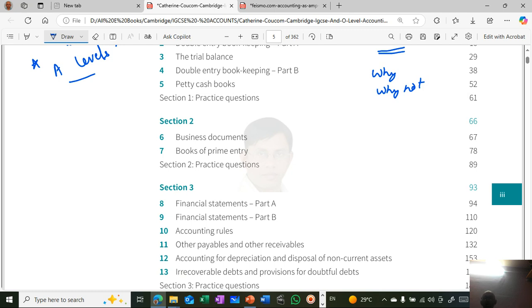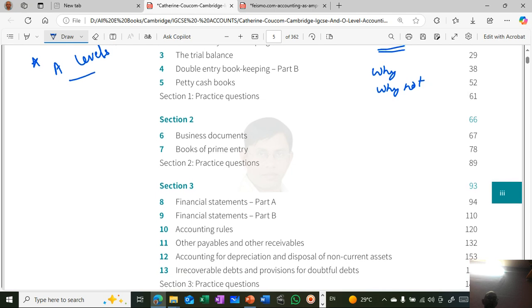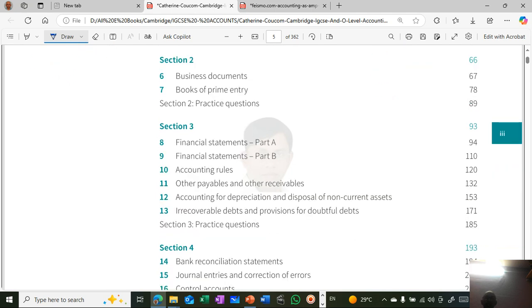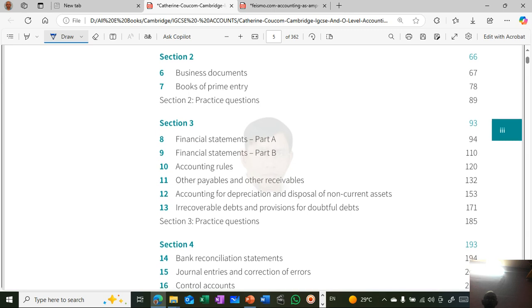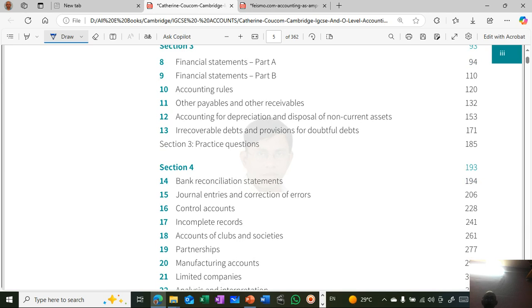So you may have to pay some money to some other person. You may have to receive some money from the business people. So all those things. Accounting for depreciation and disposal of non-current assets. So what do you mean by non-current assets? What is depreciation? Irrecoverable debts and provision for doubtful debts, bank reconciliation statement. So, journal entries and correction of errors, control accounts, incomplete records, accounts of clubs and societies.